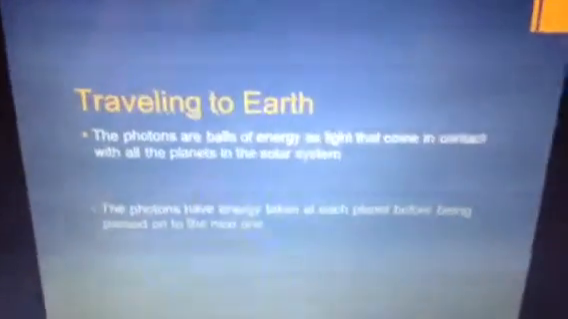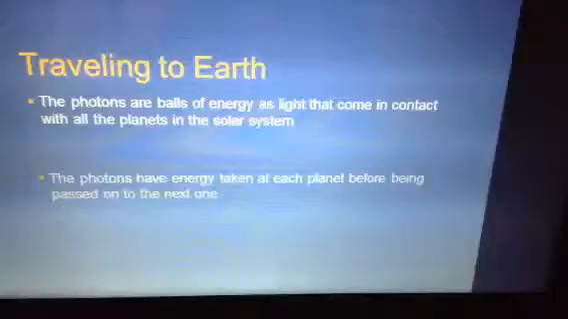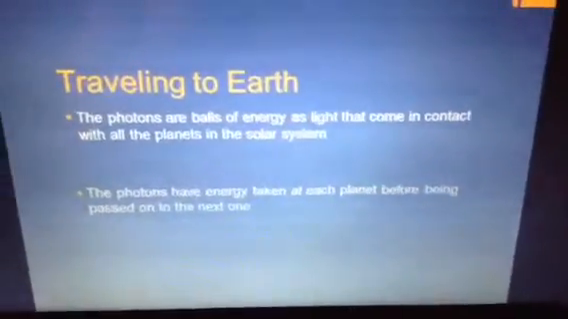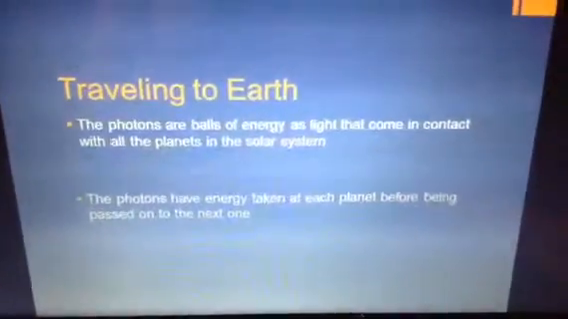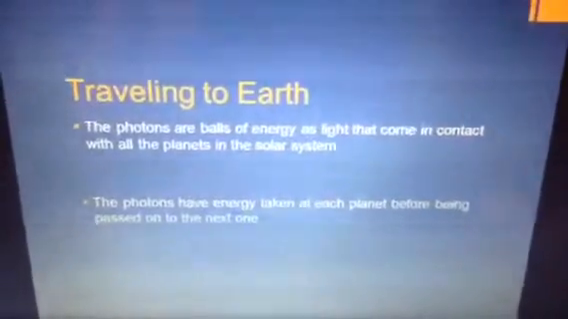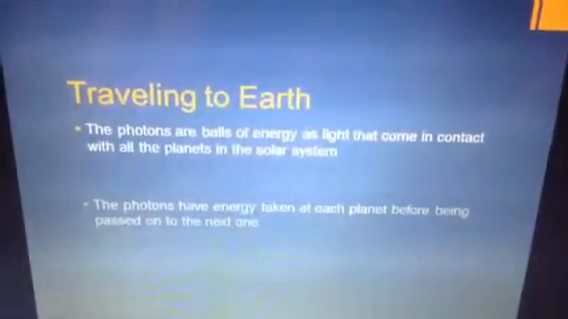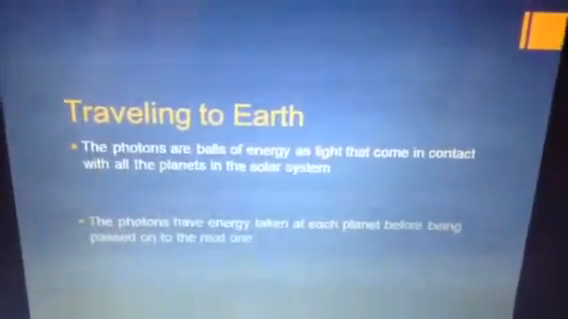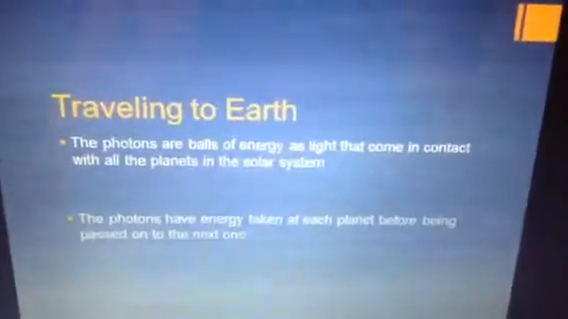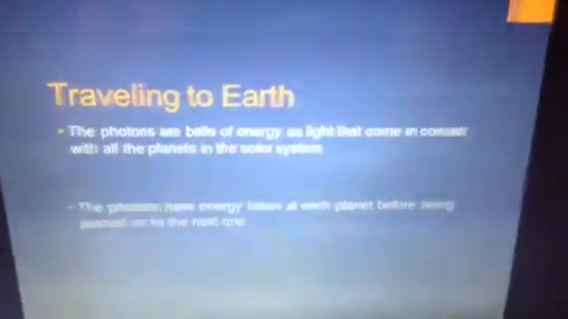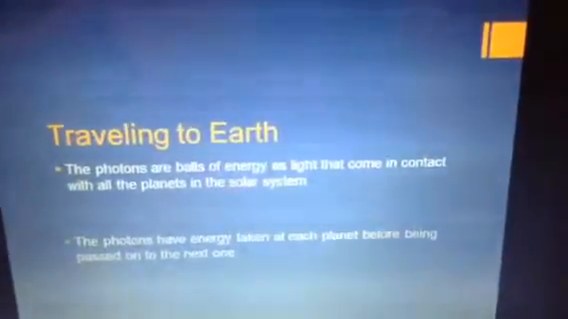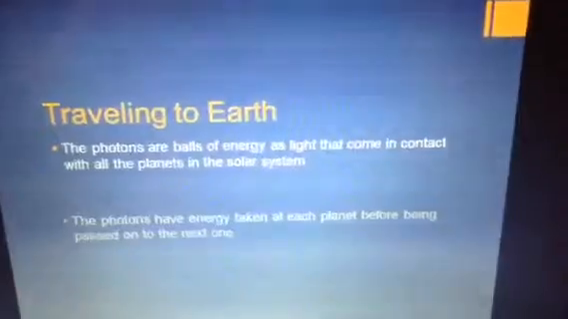The photons travel as energy, which is transferred as light, and they come in contact with every planet in the solar system. When it hits a planet, it will lose some energy, giving off some to that planet, before moving on to the next planet, where it will once again give up energy and bounce off to the next planet. And this repeats as it flies through the solar system before there is no energy left by the time it reaches the planet that was once known as Pluto.